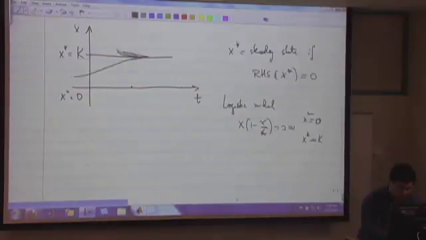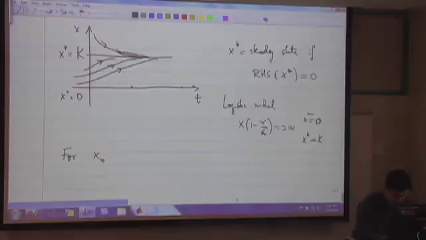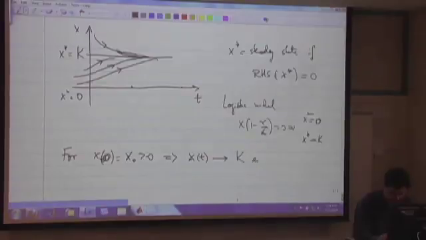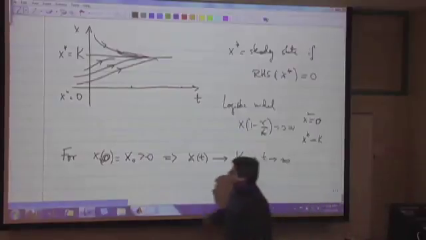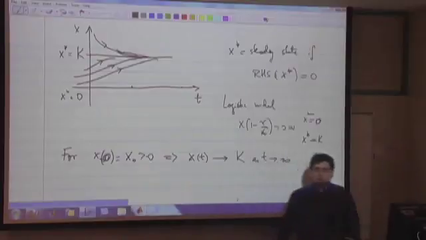Not only that, but we saw from the direction field, and also from the solutions. Remember, we computed the solutions explicitly, and we saw that over time, if x of 0, the initial condition, is positive, then x of t approaches this value k as t goes to infinity. If the initial condition was not 0 but was negative, then you had negative infinity.